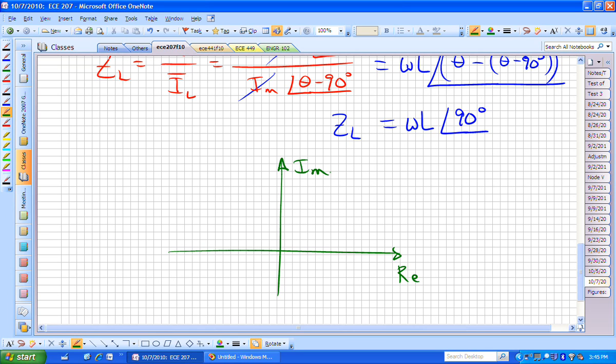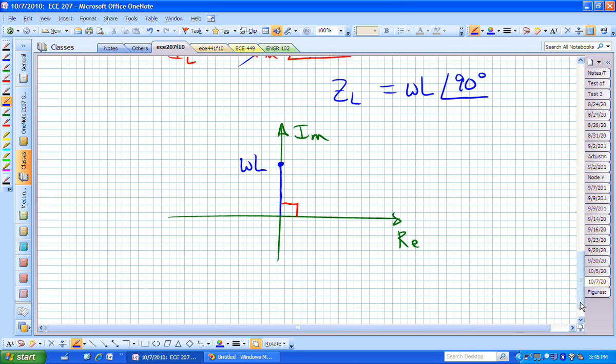Pi over 2, or 90 degrees, and where is that angle with respect to? To the positive real axis, correct? So I want to go 90 degrees from here, which is just that right angle, and all of my movement or magnitude will be along that direction, and this is now at a length of omega L. Another way of writing this is 1 at 90 degrees.